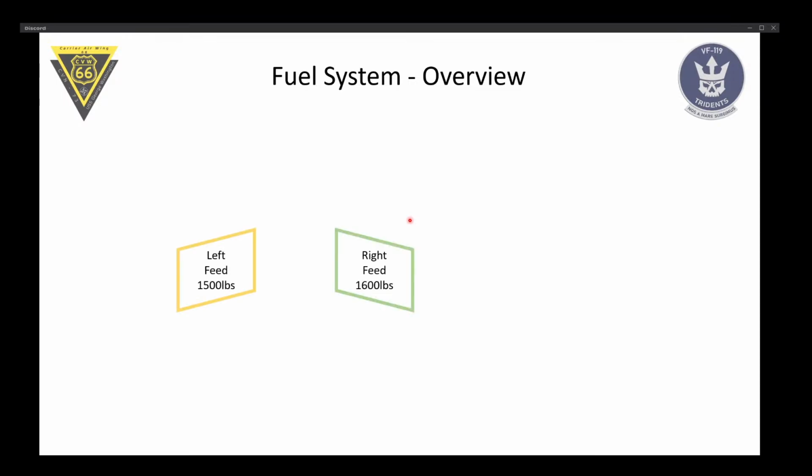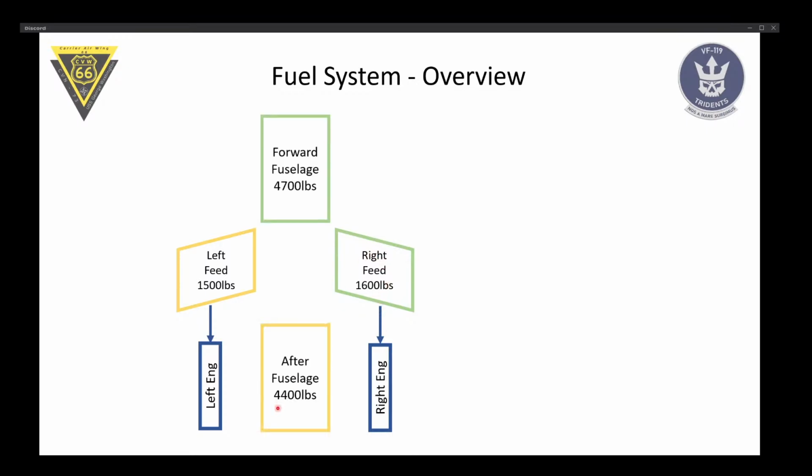So let's start with a bit of an overview. We have the left and right feed tanks. The left one holds 1,500 pounds, and the right one 1,600. And the engines draw fuel from these tanks only. So basically, the left engine feeds from the left tank, the right engine feeds from the right tank, and it's in these feed tanks where these engine-driven pumps are located that I talked about earlier.